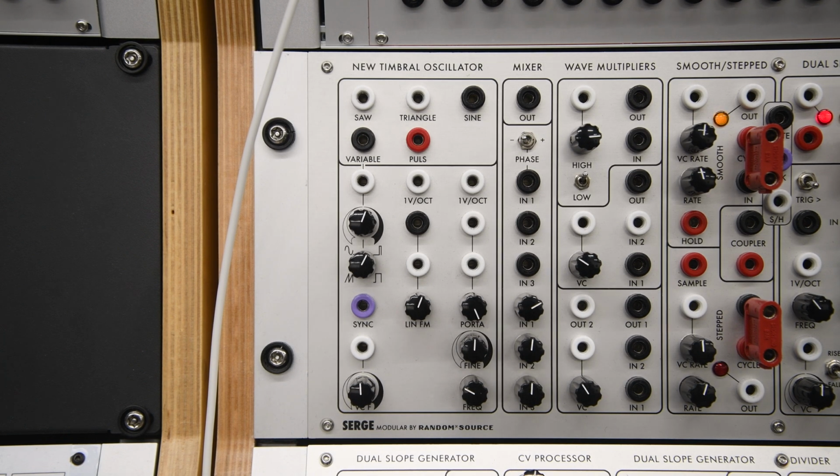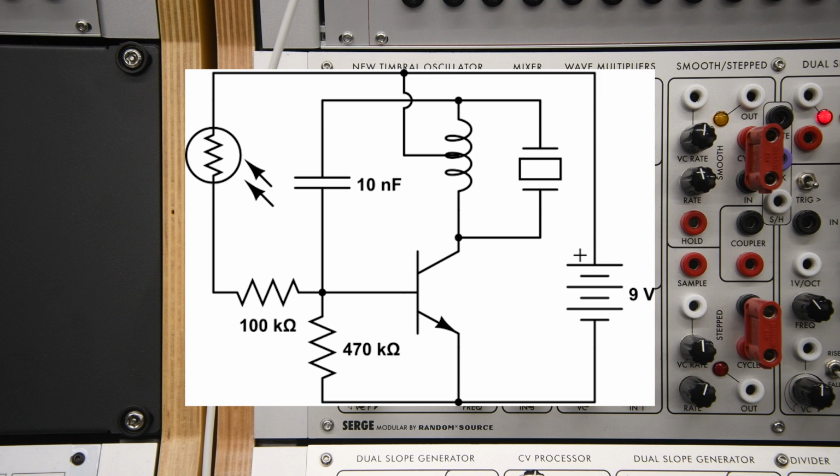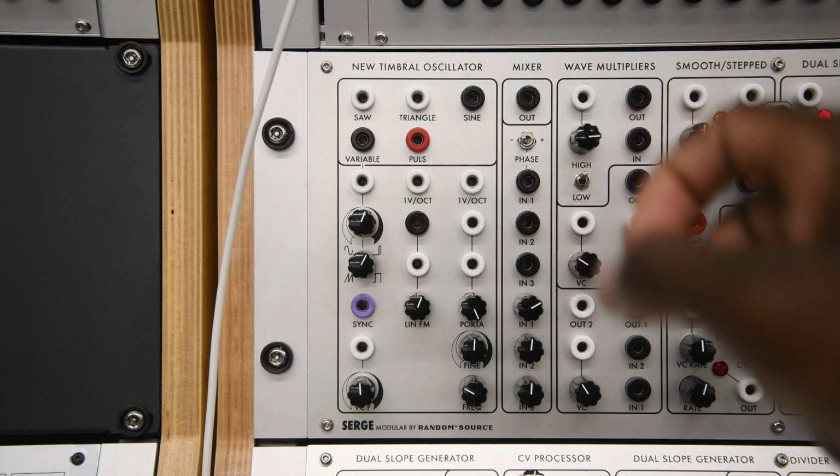So the new Timbral oscillator is an oscillator, and if you don't know what an oscillator is, it's basically a waveform of voltage that cycles up and down at a really fast rate, and then you can hear it. I also have the oscilloscope here, so you can see what these different waveforms look like, and we'll see that as I patch. But I guess just going over a breakdown of the module.